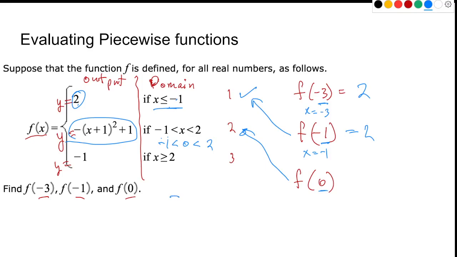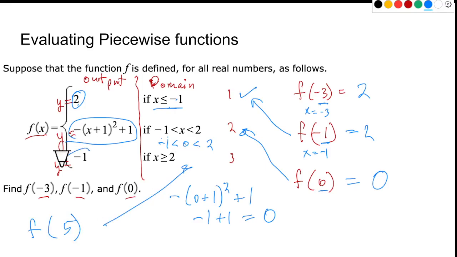So I'm going to get -(0 plus 1) squared plus 1. So 0 plus 1 is 1. 1 squared is 1. And then there's this negative on the outside. So that's -1 plus 1. Well, that equals 0. So notice how I got my y, my output value, by going through that. Now we didn't have anything that was x greater than 2, but if you had wanted to find f of 5, you'd say, well, 5 is greater than 2, so I'm going to use this part. The answer is -1. Okay, so that's how a piecewise function works.